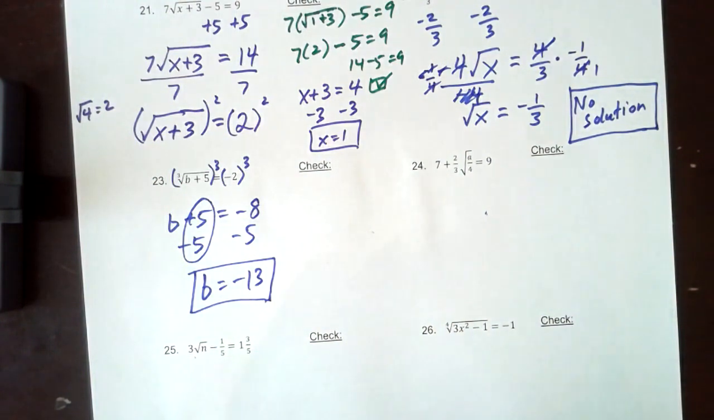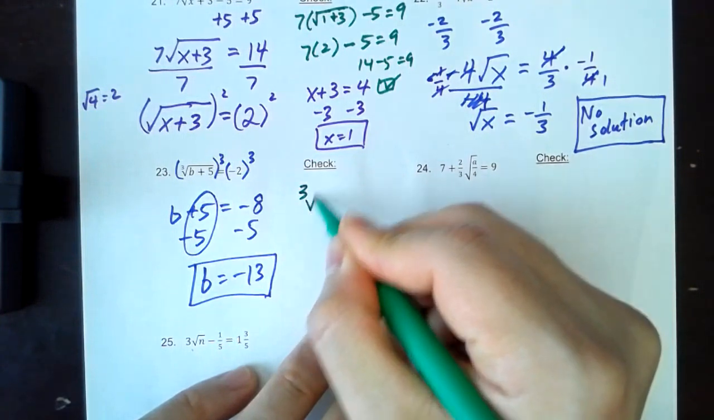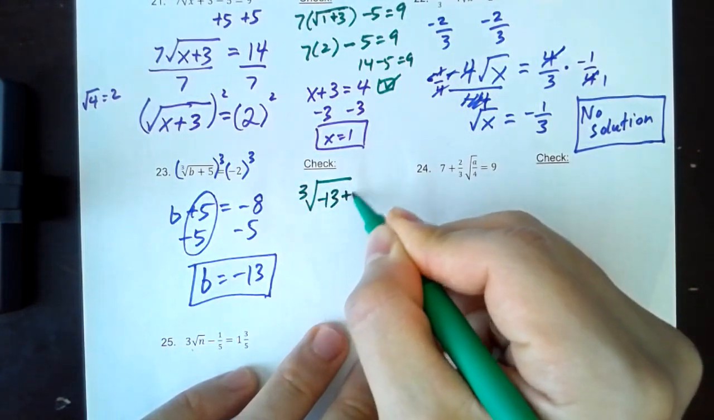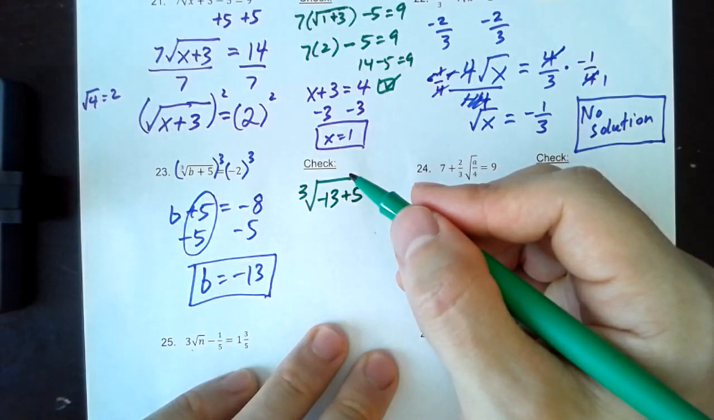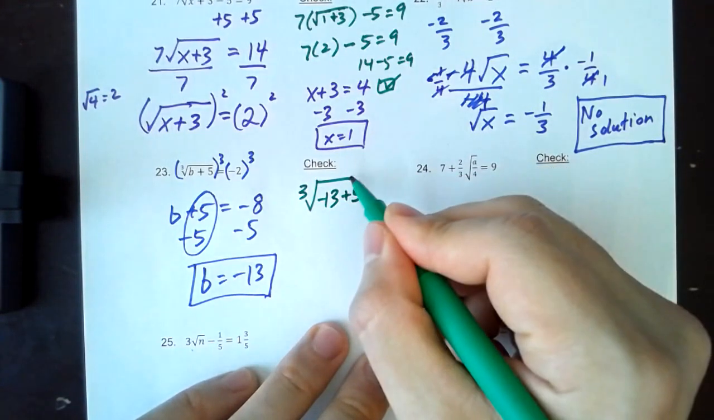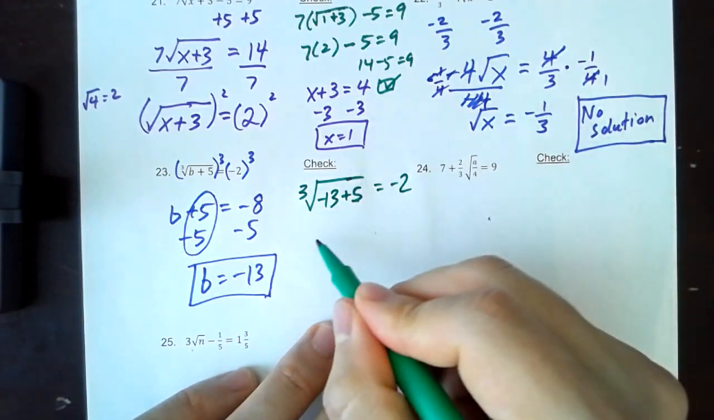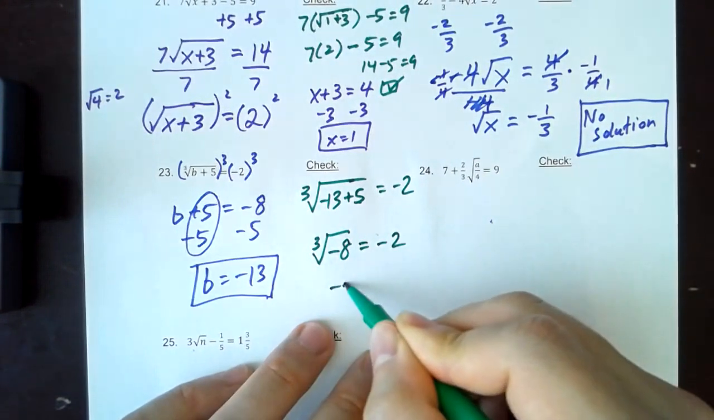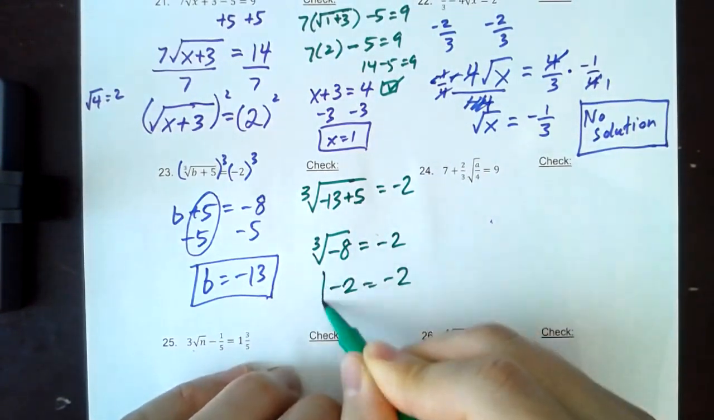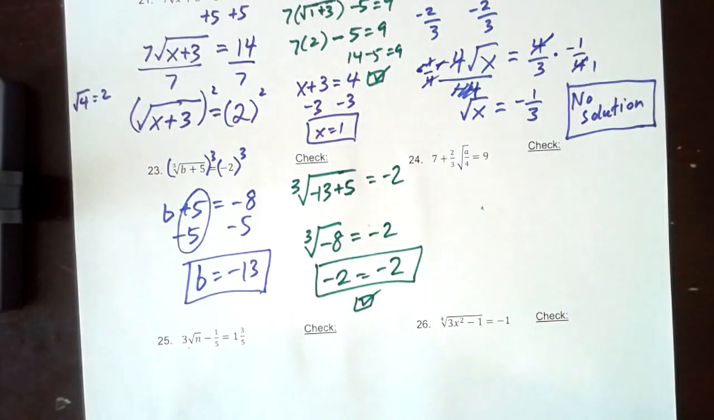So now I'm going to plug it back in, and I'm getting the cube root of -13 plus 5. Did I do anything wrong? No, that's fine. And then this is equal to -2. So -13 plus 5 is -8. The cube root of -8 is indeed -2. Remember, cube roots can be negative. Nice.